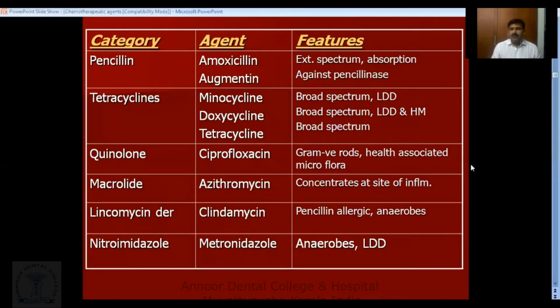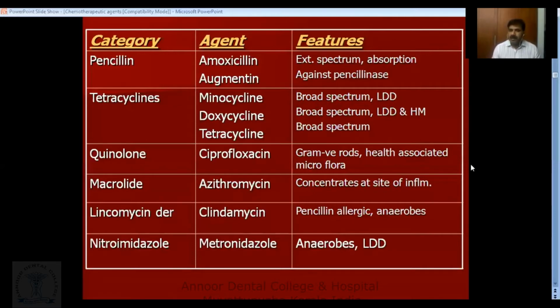And in pharmacology, you would have come across all these agents. All these agents have to be done in detail, but I'm just rushing through because you have studied them in detail. Now, you have different types of penicillin. Amoxicillin is a common penicillin. Augmentin is an antibiotic that is widely prescribed in periodontitis, and the reason is that it acts against penicillinase, because apart from amoxicillin, you have clavulanic acid, which acts against penicillinase.